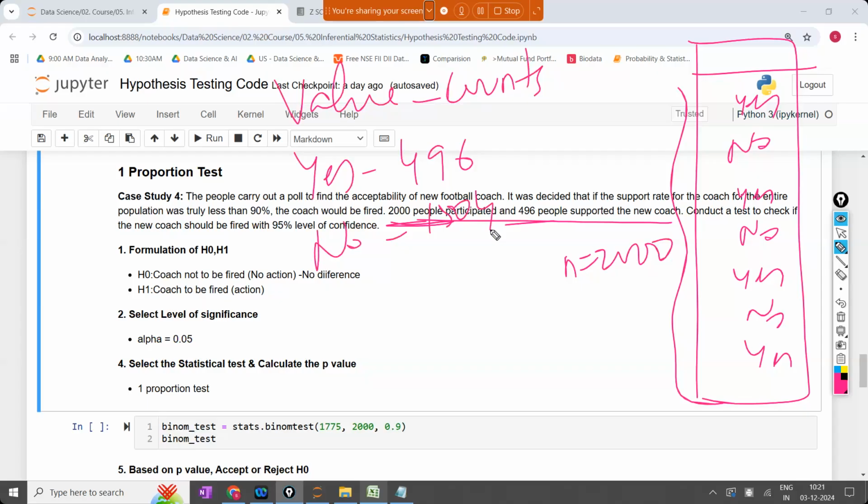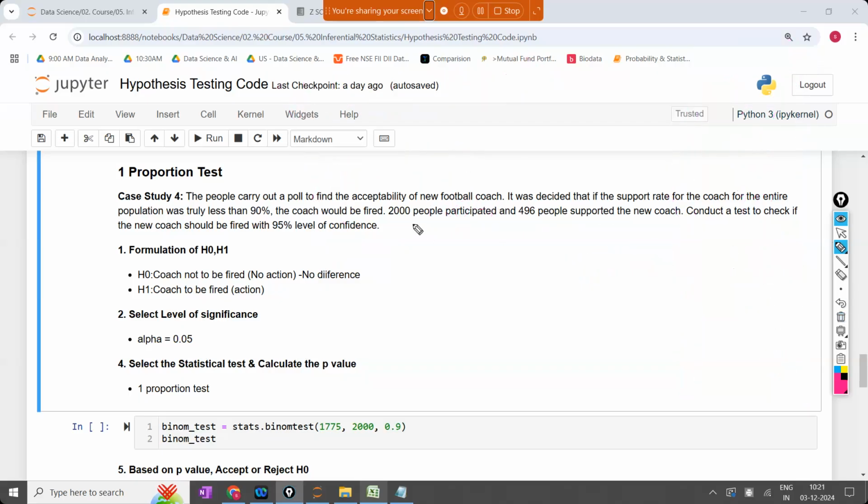Okay. If the data set was given to us, we would apply value counts. But instead of giving the data set, they have directly given only the number: 2000 people, out of which 496 people supported the coach. If you give me the data, I will calculate how many supported and how many did not support. That is what value counts is used to check. They have given the answer directly, 496.